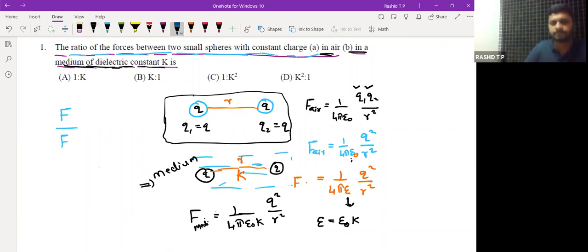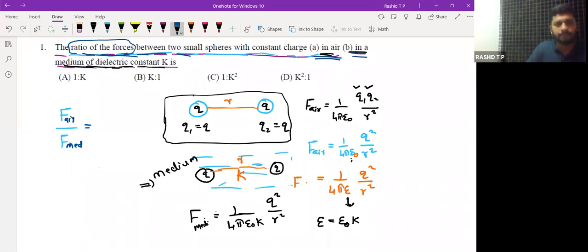Fine. This is asked: what's the ratio of the forces between. While asking the ratio, you have to be very careful. Which one is asked first? That is air, that you have to write here, air. Then next they asked in a medium. Then you have to take the ratio like this one. Because if you do the reverse, the option will be there in the answer.